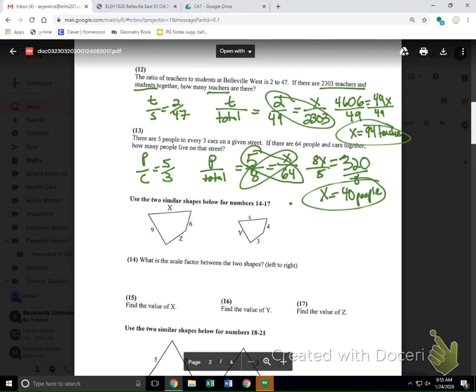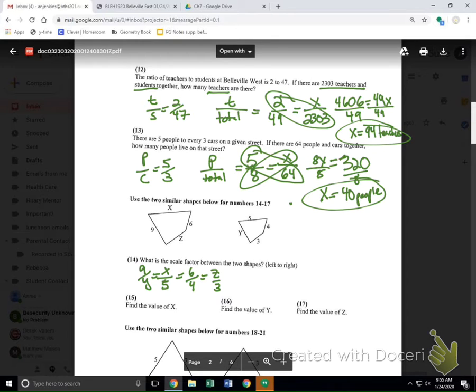So we want to know what is the scale factor of the two shapes, left to right. When it says this, the left shape goes on top, the right shape goes on the bottom, so numerator and then denominator. So I set up all of my fractions at once. I did 9 over y equals x over 5, which equals 6 over 4, which equals z over 3. So all I did was put the same sides together and compare them, writing them out.